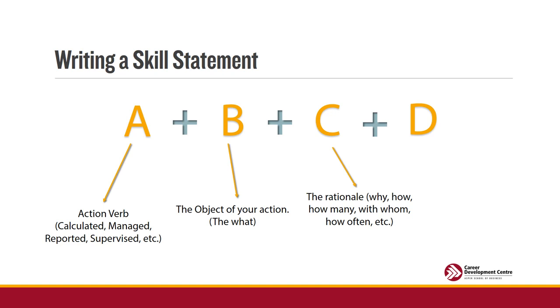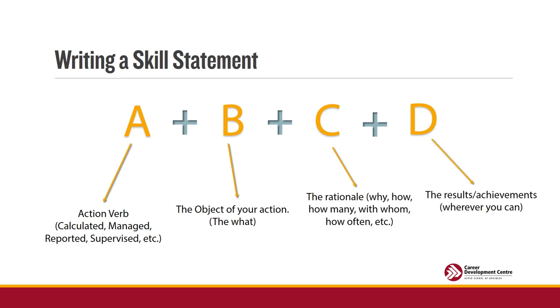C is the rationale behind your action, or anything you can share to complete the story for us. Why did you take this action? How did you go about it? How often did you have to do it? With whom? And where, etc. Notice that in the how part you can include a skill that you've learned or had to have in order to succeed in this action.